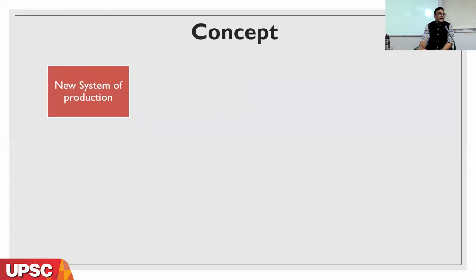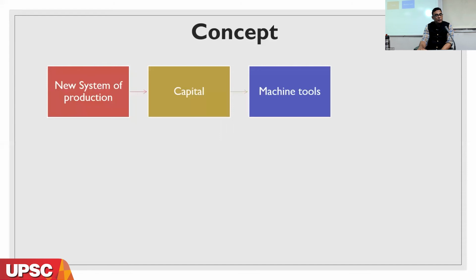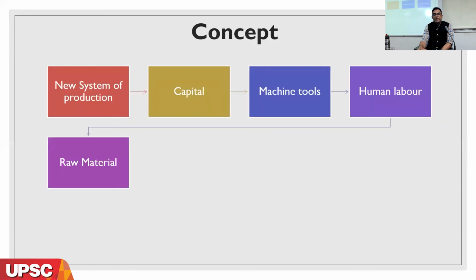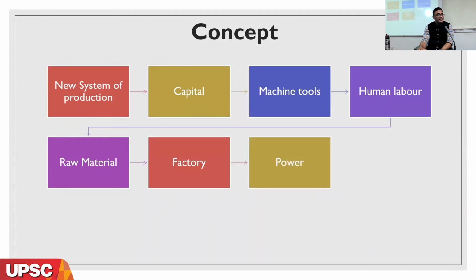So what is new in this system? Let's see that. Capital, machine tools, human labor, raw material. Okay? Capital, machine tools, human labor, and raw material, all of this is brought together in a single place called a factory. Okay? Centralization of the entire process. This factory is connected with what? It's connected with power. Okay. Production is being carried out through power.